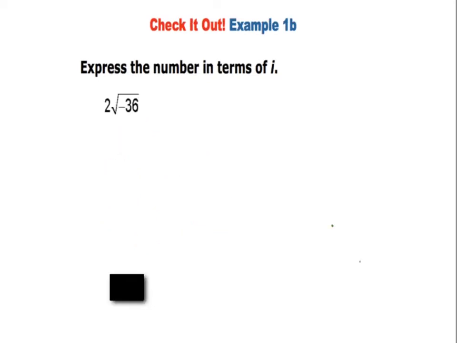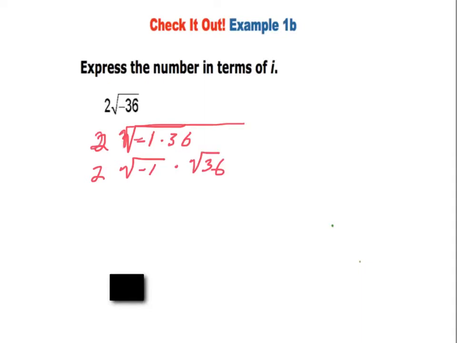Okay, looking at this one, notice there's a number on the outside of it. Looking here, I have the square root of -1 times 36. Now, 36 is a perfect square, so I can go ahead and take the square root of -1 times the square root of 36. The square root of 36 is going to be, you said it, 6.